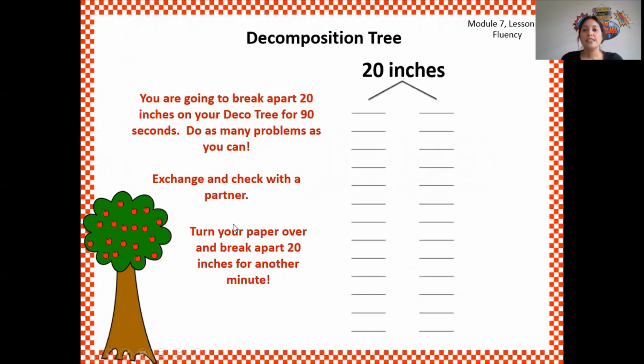Okay, for today, we're not going to do the fluency fact cards. We're going to do a decomposition tree. I want you to break apart 20 inches on your decomposition tree for 90 seconds. You're going to do as many problems as you can. So remember how we practiced on our paper, because we don't have the decomposition tree, on your paper, on the back of your application problem, if you want, put 20 inches and then copy this decomposition tree. So what I want you to do is pause the video, put your timer for 90 seconds, and let's see how many problems you can do in 90 seconds. Come back when you're done.